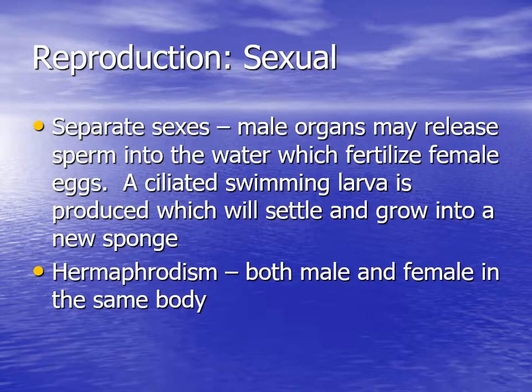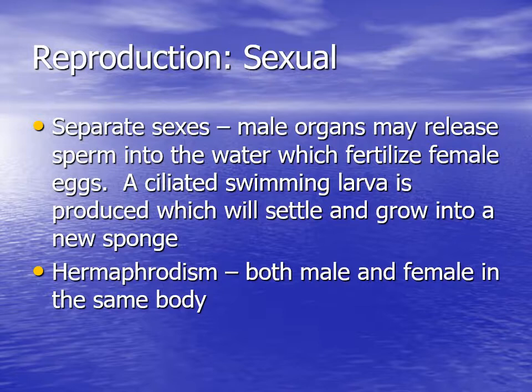Just what you wanted to talk about with your zoology teacher, sponge sex. So some sponges are capable of having separate sexes. They have male organs that release sperm into the water, and then they have female organs that release eggs into the water. And then in the water, when the sperm and the egg meet, you have fertilization.